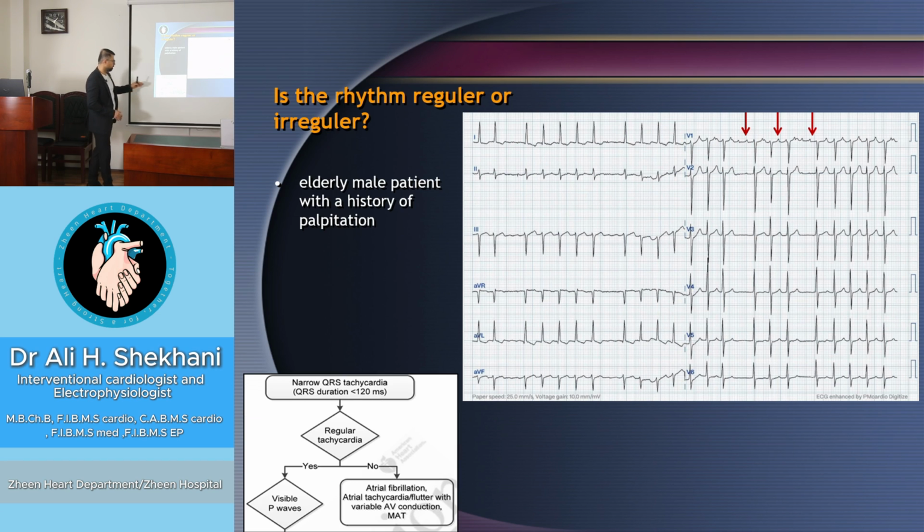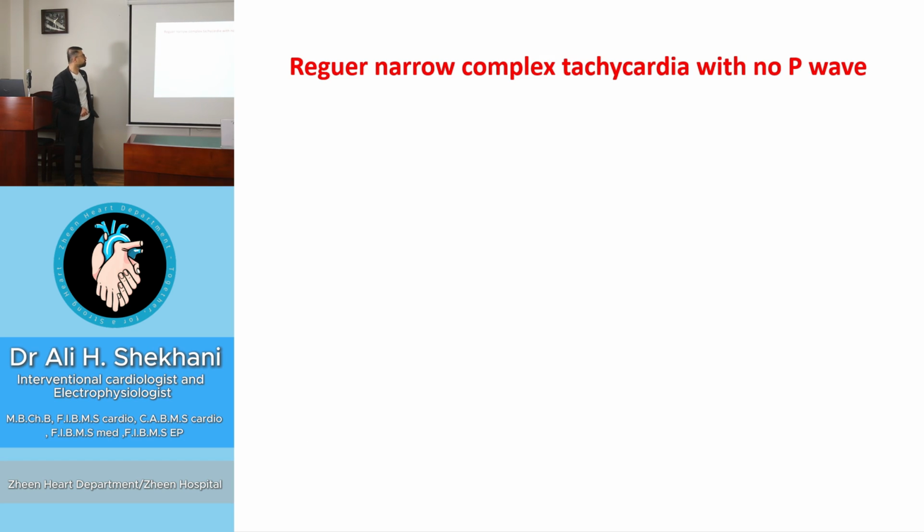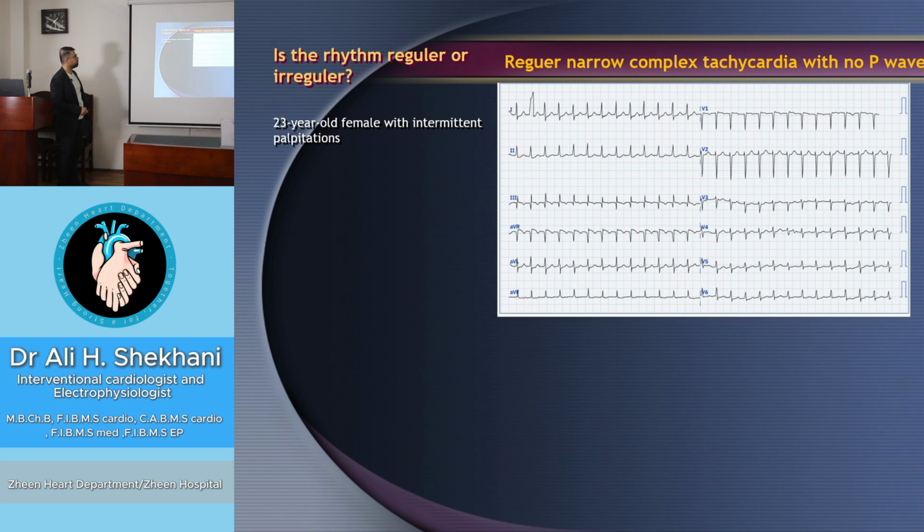So we finished the irregular tachycardias. I showed you 3 examples, each one for the condition: AFib, MAT, and atrial tachycardia with variable AV block. So let me shift to the second part. If there is no P wave, what could be the cause?